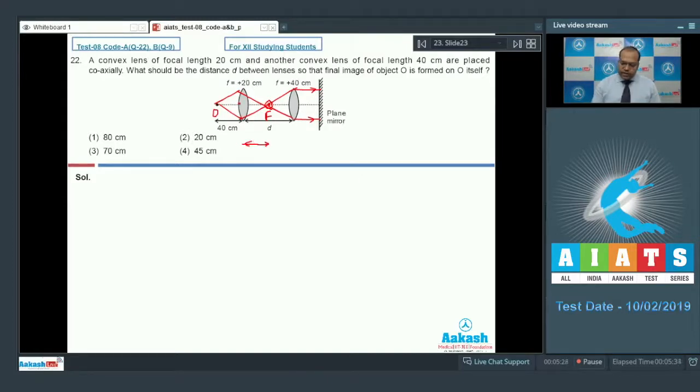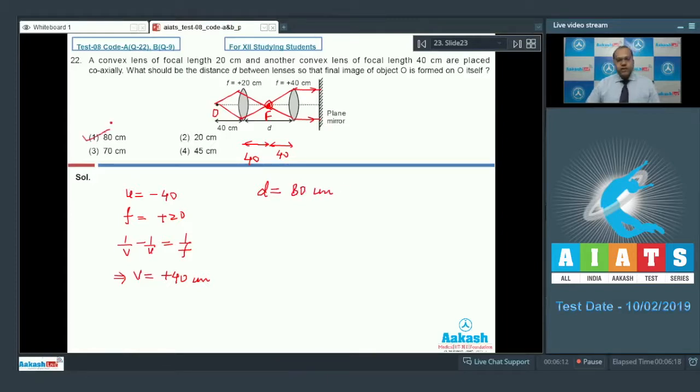For the first lens, the value of U is equal to minus 40 cm and the value of F is equal to plus 20 cm. If I apply the lens formula for the first lens, 1 upon V minus 1 upon U is equal to 1 upon F, then the value of V comes out to be plus 40 cm. So this is 40, and since this is the focus point of the second lens, this separation is also 40. So D is equal to 40 plus 40, which comes out to be 80 cm. So option 1 is the correct answer.